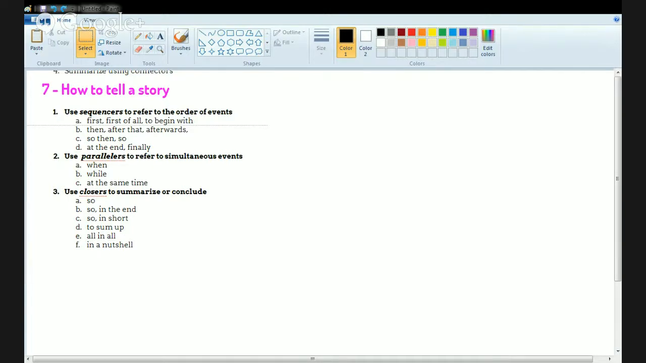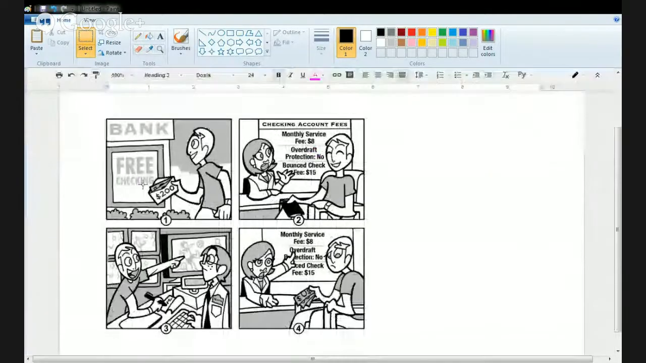Okay. In a good bank, there's protection. There's insurance. So you can overdraft. In a good bank, you have that, or in a good account. Okay, so look quickly at your sequencers. Now we're going to go back to picture 4, and I want you to tell the story from pictures 1 all the way through to picture 4 using the sequencers. You don't have to give all the details, just the main ideas.